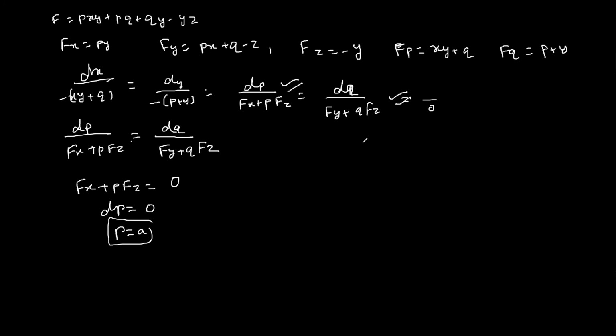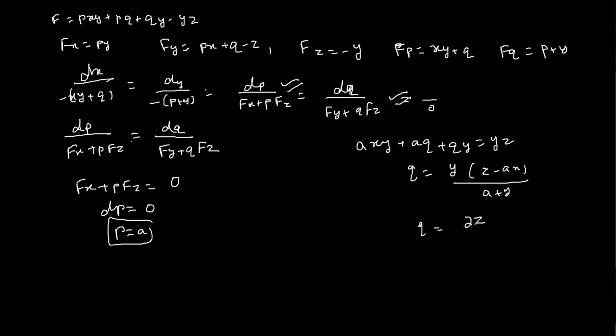Okay. axy, aq, q minus yz is equal to yz, you can write. From here, find q. Q is yz minus ax upon a plus y, where q is del z by del y. And here you can see del z by del y is nothing but yz upon a plus y minus ax upon a plus y.